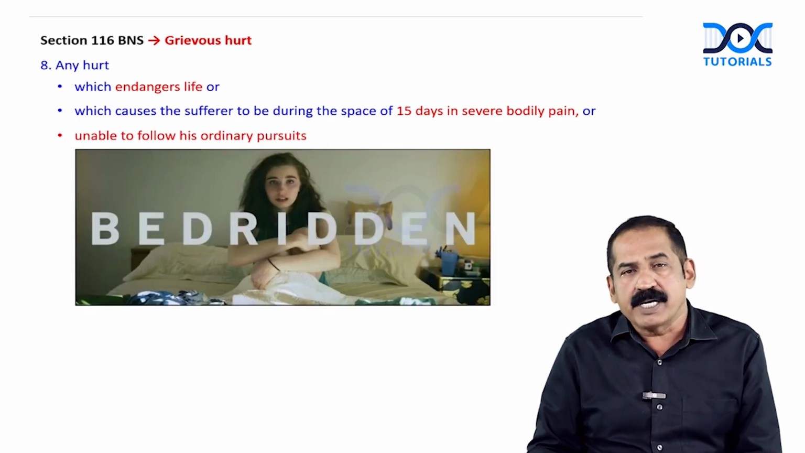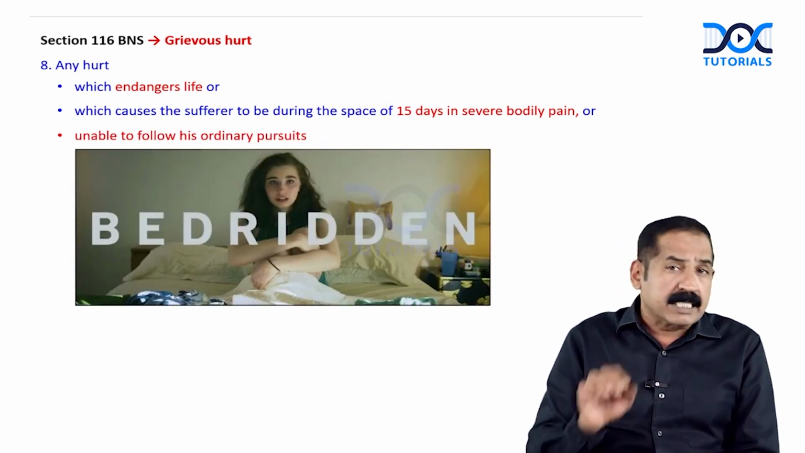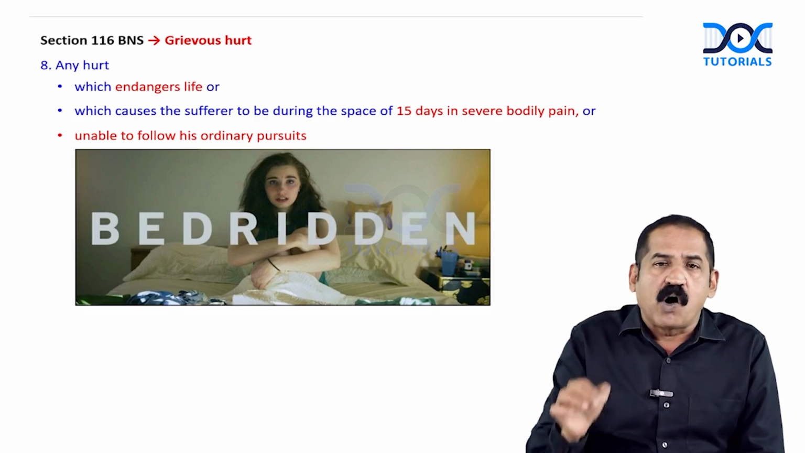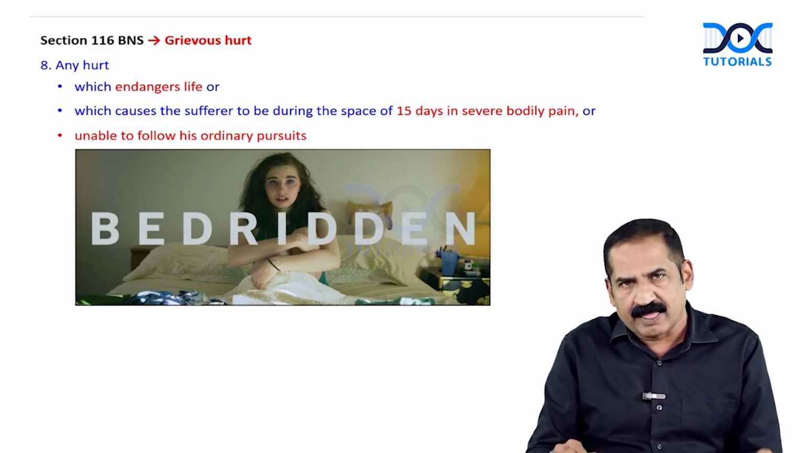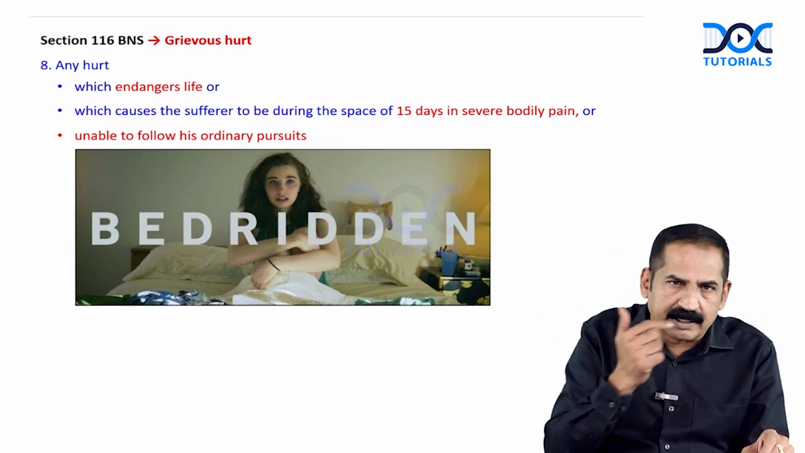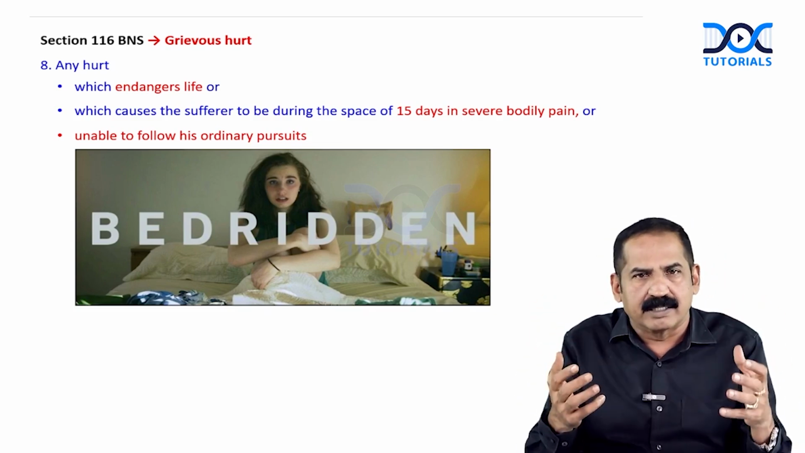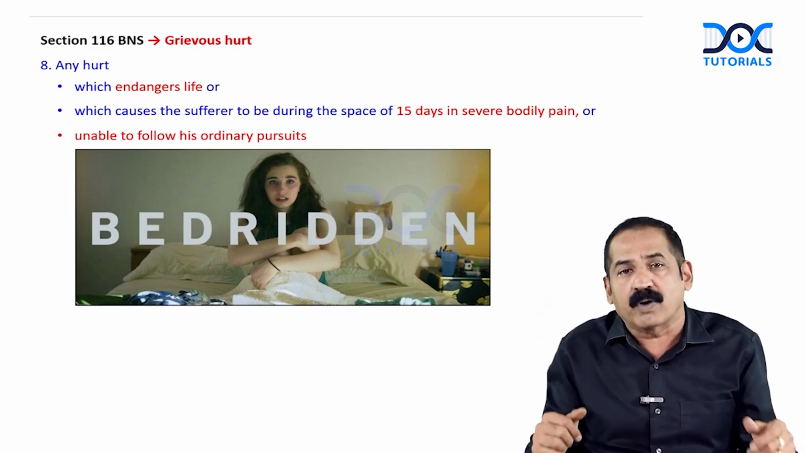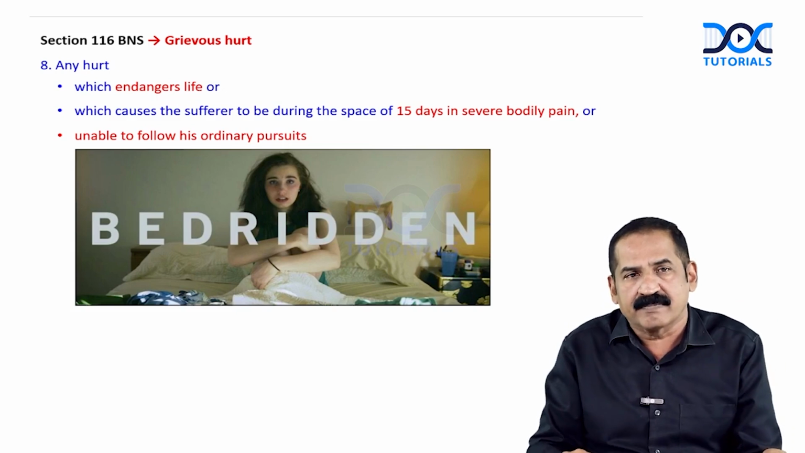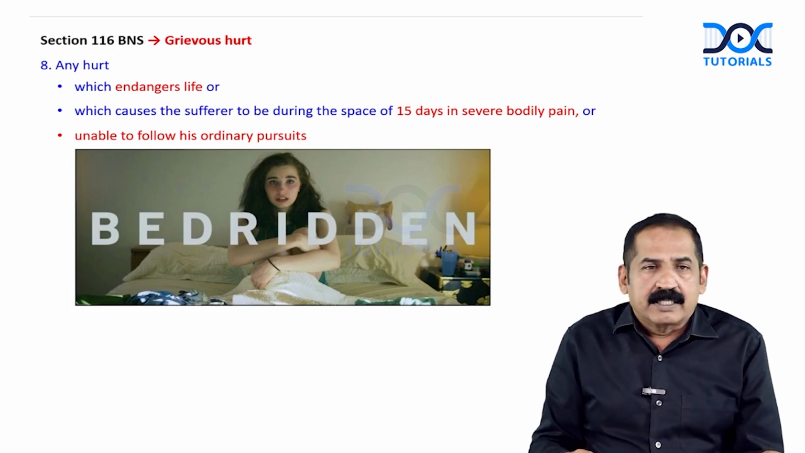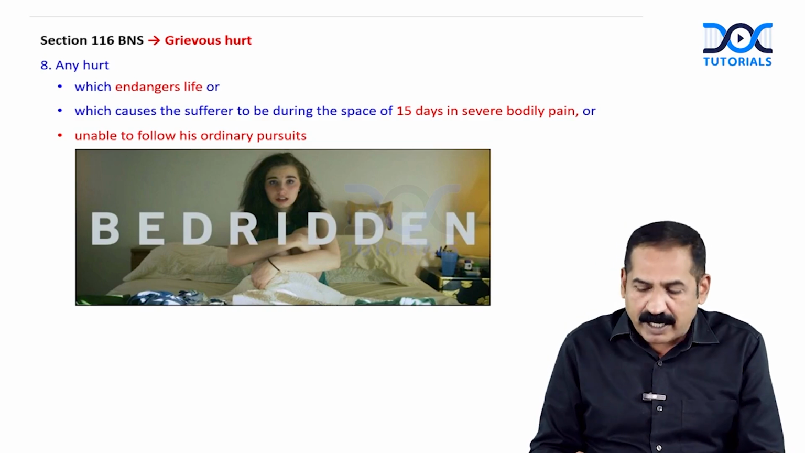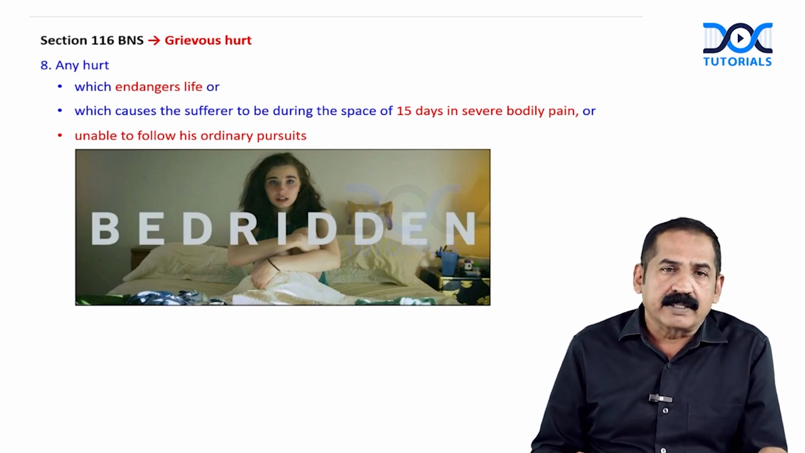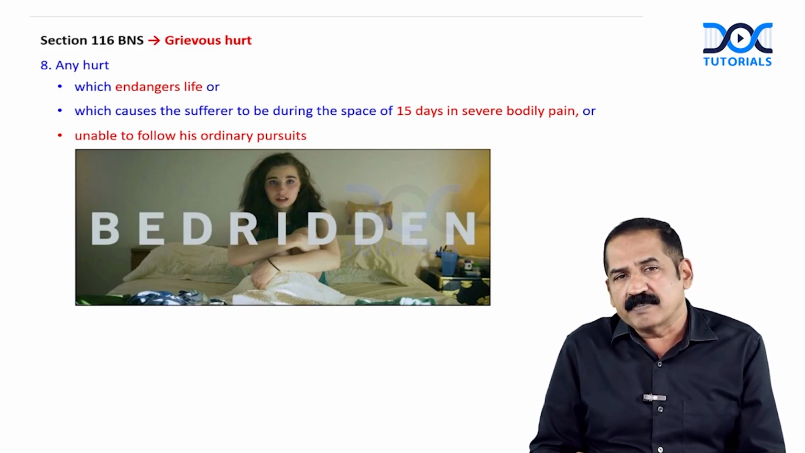Or for a period of 15 days, he is unable to follow his ordinary pursuits. Ordinary pursuit means your day-to-day life: getting up from the bed, brushing the teeth, dressing, undressing, or going to your workplace or to the college. So here, clause 8 has got 3 subclauses. And here you remember, unable to follow his ordinary pursuit means he should be almost bedridden.